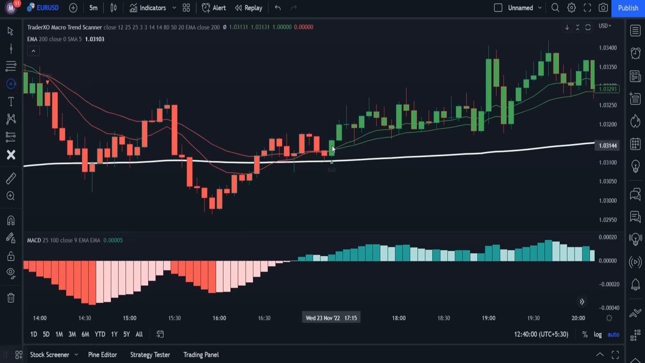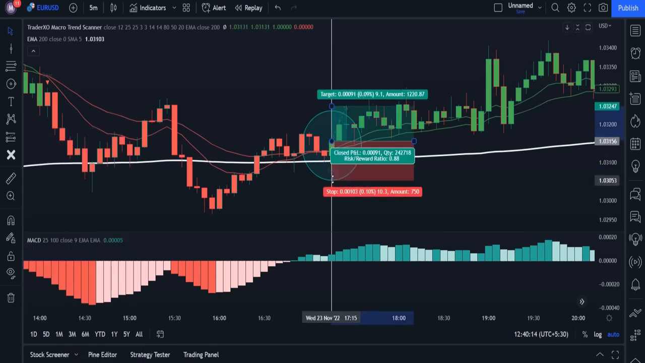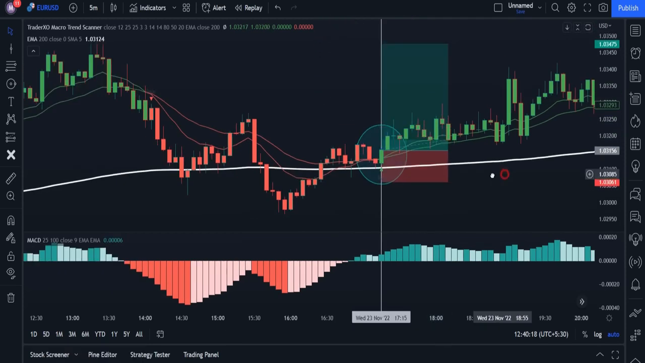Now let's test a long trade and check out its conditions. To enter a buy trade, we have to get a long or bullish signal from the Trader XO indicator, that we have got here. Next, the MACD histogram has got to be above the zero line. So the second condition is met as well. And for the third condition, our trigger candlestick should close above the moving average line, and this is true here, so we can enter a buy trade.